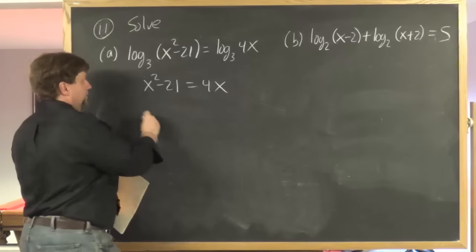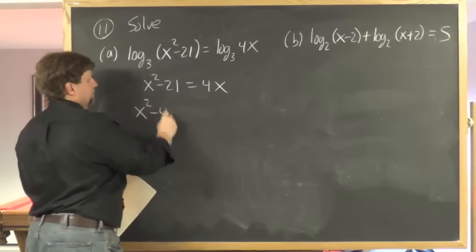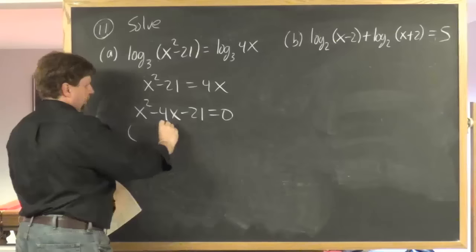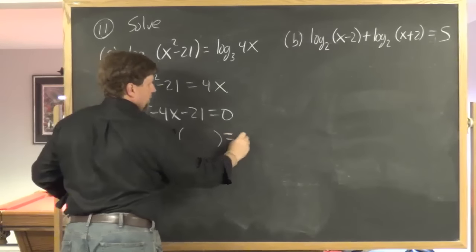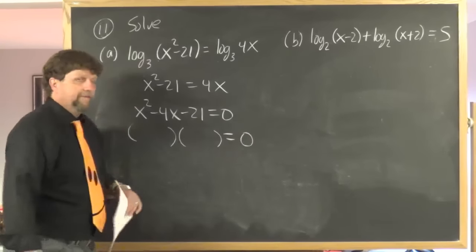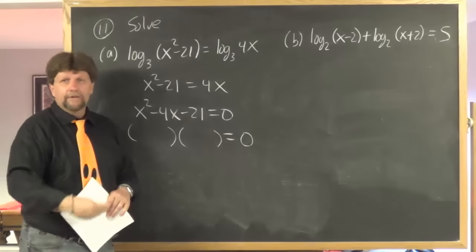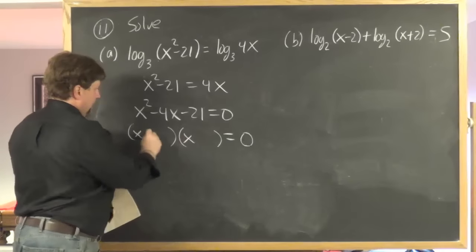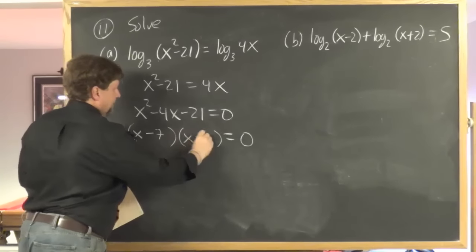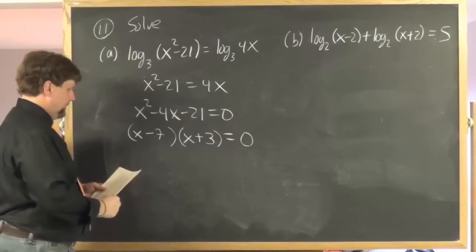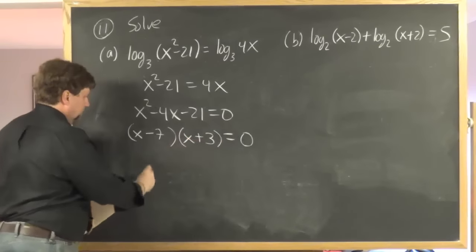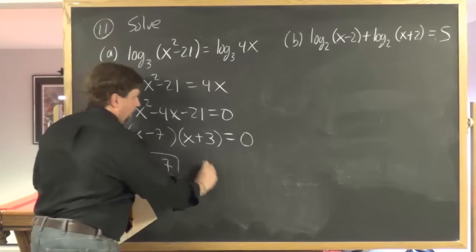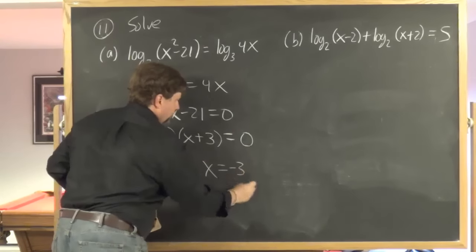You know, I would subtract 4x from both sides, and then I hope this factors. I always try to solve a quadratic equation first by factoring. If it doesn't factor, then I use the quadratic formula. But let's see. I think it factors to x minus 7 times x plus 3. Set each factor equal to 0, and we get x is 7, or x is negative 3.